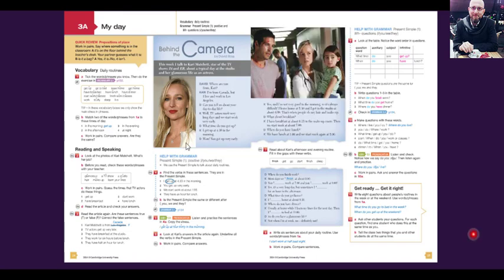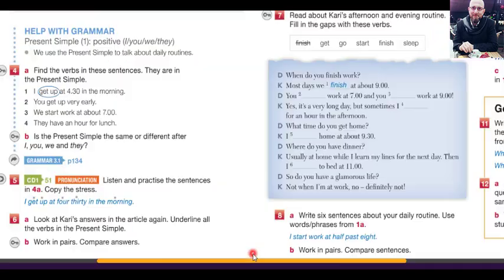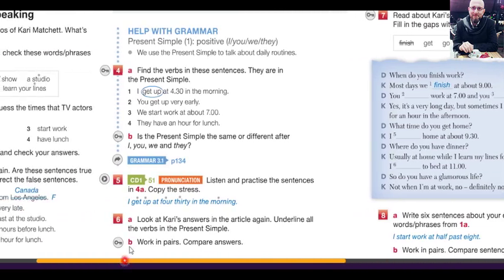Okay, so the next exercise here is about grammar. Help with grammar. Present simple one, positive, I, you, we, and they. We use the present simple to talk about daily routines. When you want to talk about anything you do every day, you use present simple. Okay, and how do we write a sentence in present simple? Let's look here closely.